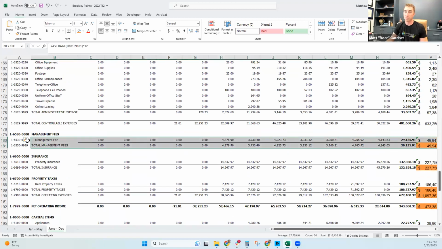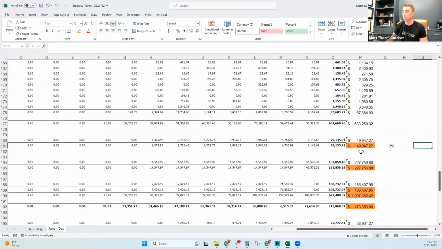Other things, management fee. What I'll do here, I say, okay, the management fee, they were charging $49,000. What does that equate to? I did the math, and that equates to 3%. So a 3% management fee, that's relatively standard for the industry. So that was good to see.